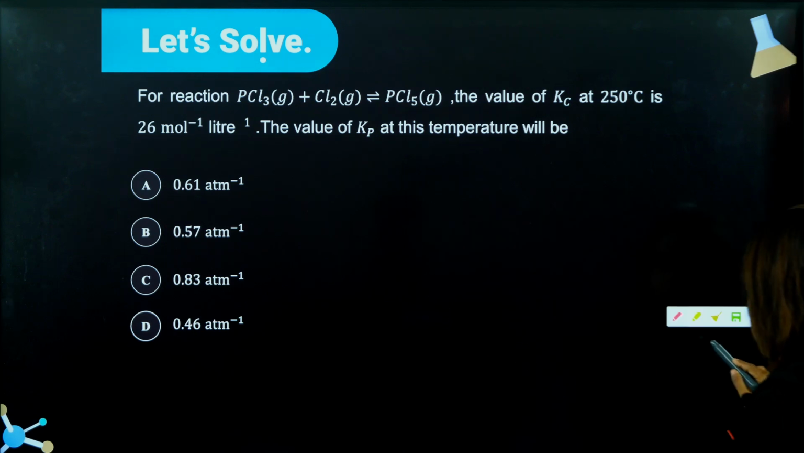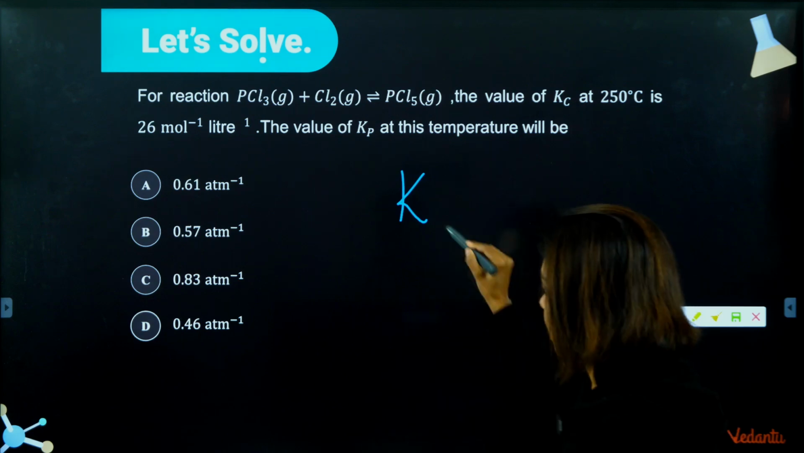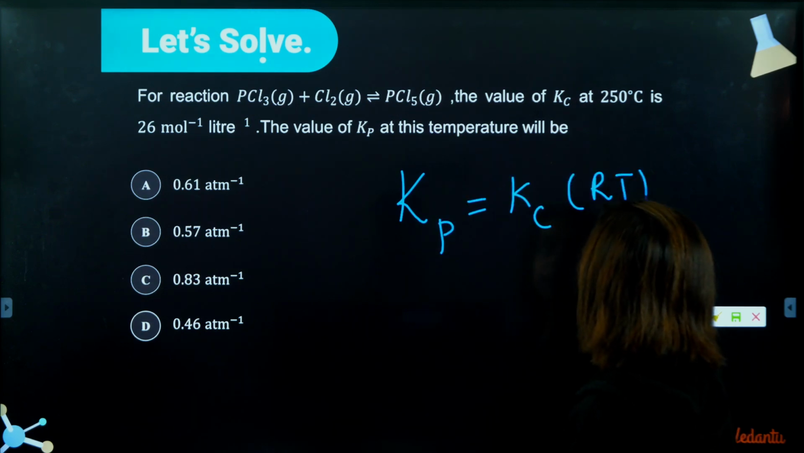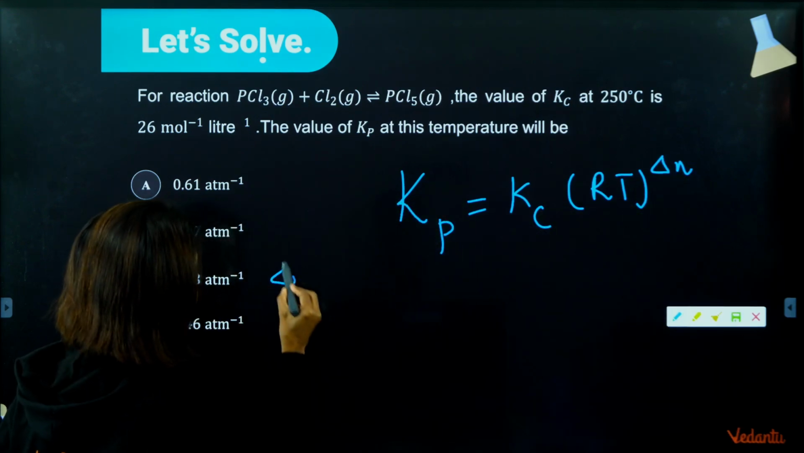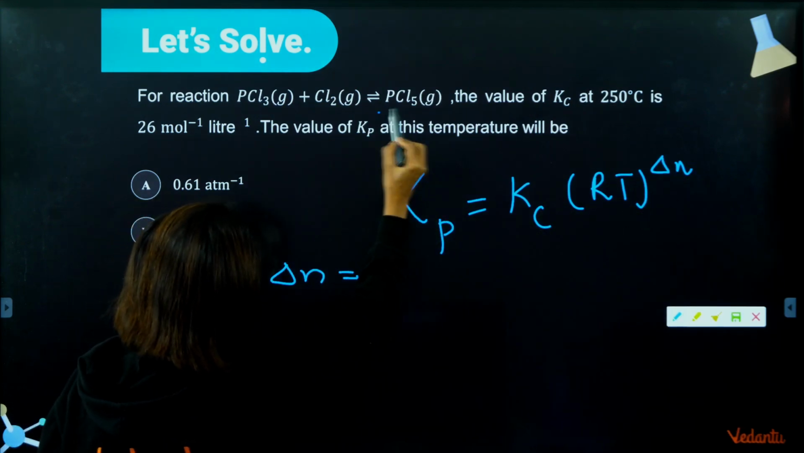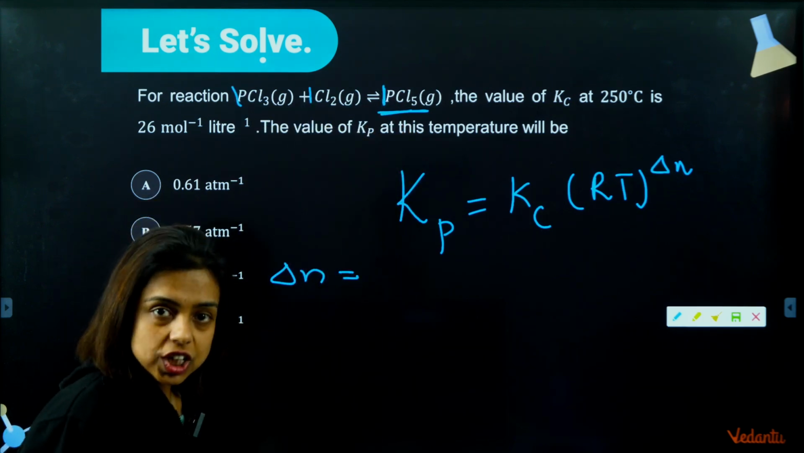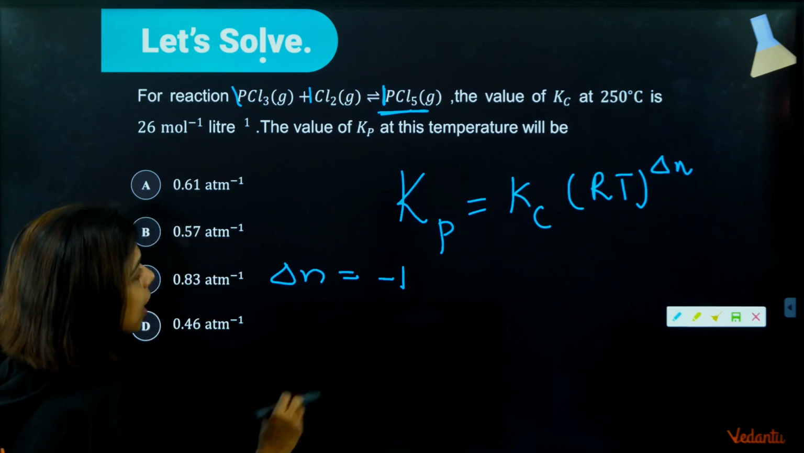So we are supposed to write the relation between Kp and Kc. Kp is equal to Kc RT delta N. Delta N is the change in gaseous moles, right? So what is delta N here? On product side I have 1 gaseous mole, on reactant side I have 2 gaseous moles. So change in gaseous moles is minus 1. Got it? So we need to calculate Kp.